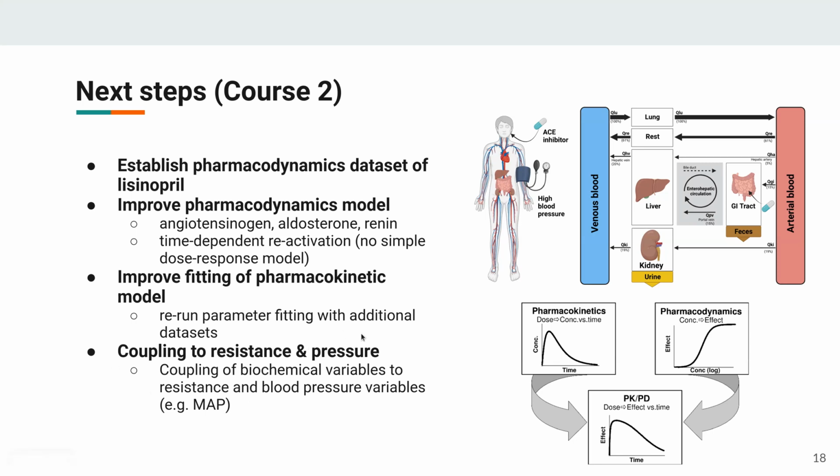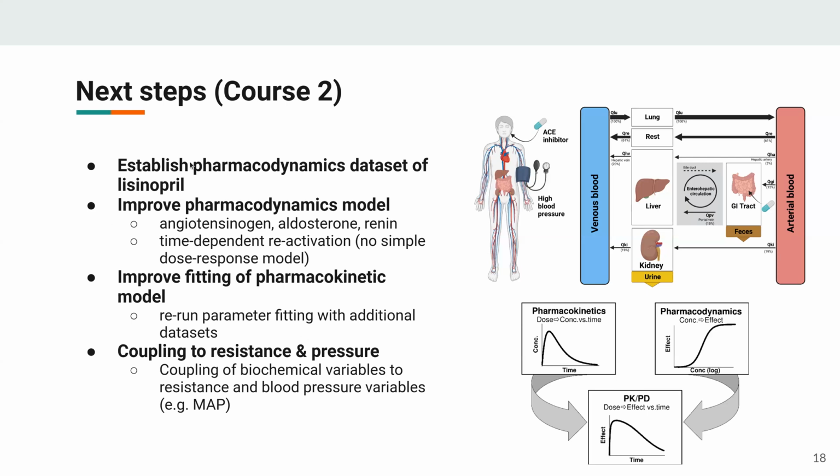Yeah, and the second thing, like the one thing is having a better description of the actual plasma concentration of these players like angiotensinogen, aldosterone, renin, also the angiotensin 1 and 2. I didn't show any predictions for that, but we want to actually predict this correctly with the data. And we want to couple that to the actual biochemical variables, to the resistance and to the blood pressure.